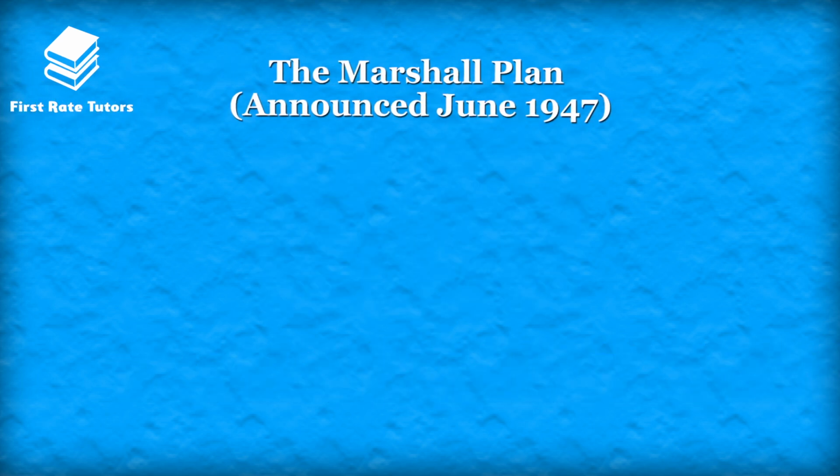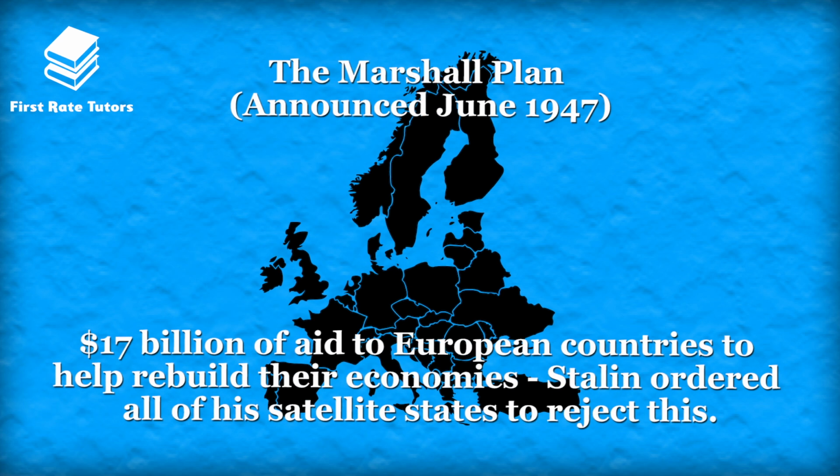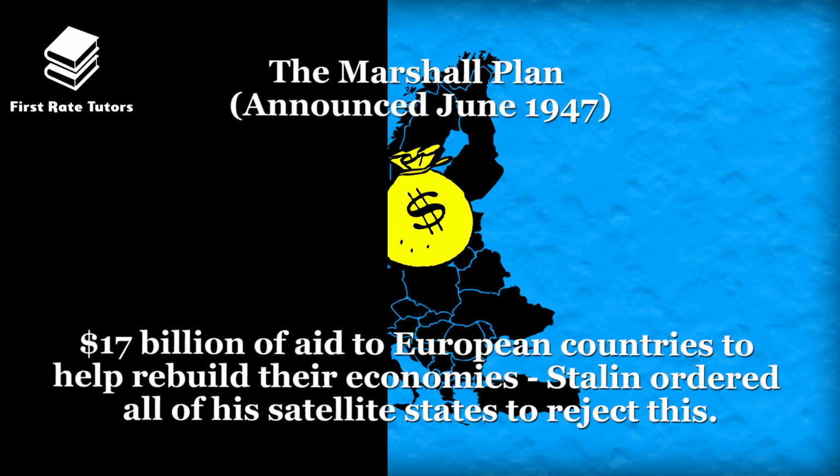The Marshall Plan was announced in June 1947, and this promised $17 billion of aid to European countries to help rebuild their economies. The areas of Germany under Western occupation benefited massively. Stalin, however, ordered all of his satellite states to reject the plan. He believed that the USA was using economic incentives to lure Eastern European states away from the USSR.